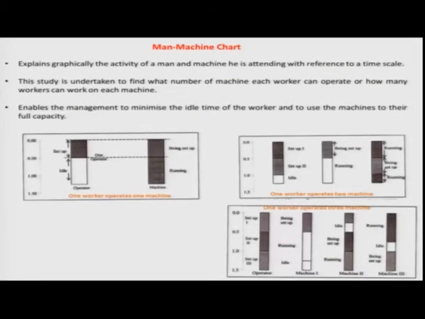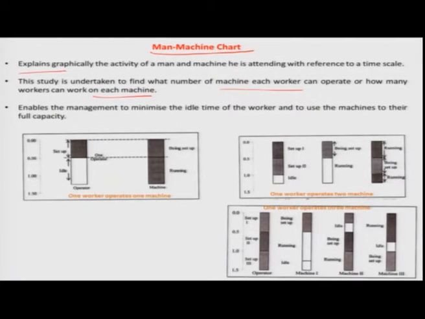Okay. Now, next is the man machine chart. This is the hybrid chart. This explains graphically the activity of a man and the machine he is attending with reference to a time scale. In this chart, the involvement of man and machine is recorded. In this type a study is undertaken to find what number of machines each worker can operate or how many workers can work on each machine.